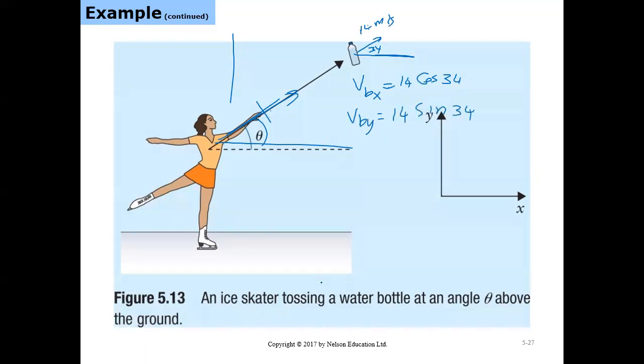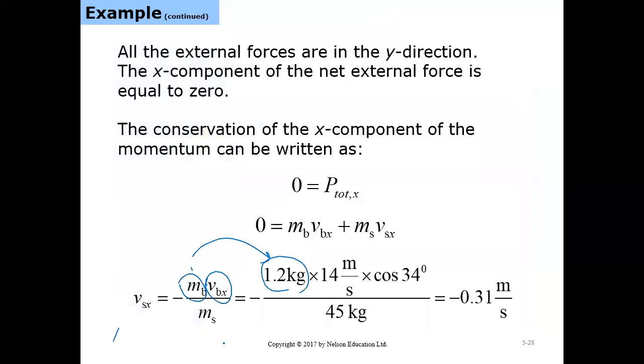Is that right? No, your x component will be velocity multiplied by the cosine of the angle that velocity makes with the x-axis. So 14 cosine 34. Y component of the velocity will be velocity multiplied by sine of the angle it makes with the x-axis. So that is why we have here 14 multiplied by cosine 34. That is the x component of the bottle's velocity after it is thrown.